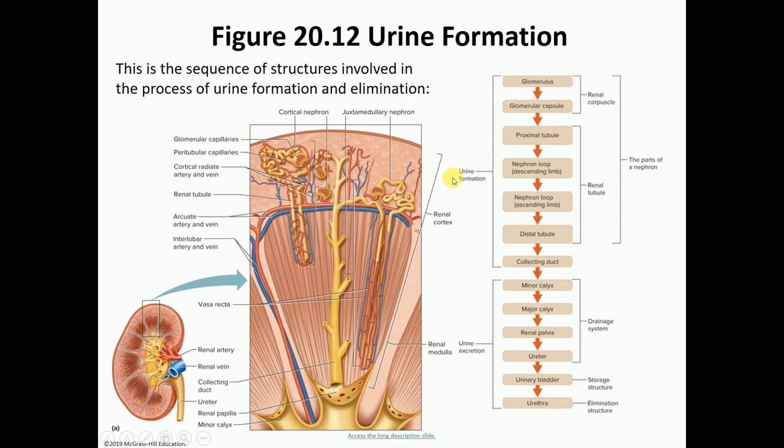You'll see here that the process of urine formation really ends at the collecting duct. So anything beyond the collecting duct, all of these structures are not going to change anything in the composition of urine. So the actual formation of urine involves these structures, while starting at the minor calyx all the way through the urethra, these are really there for urine excretion only.